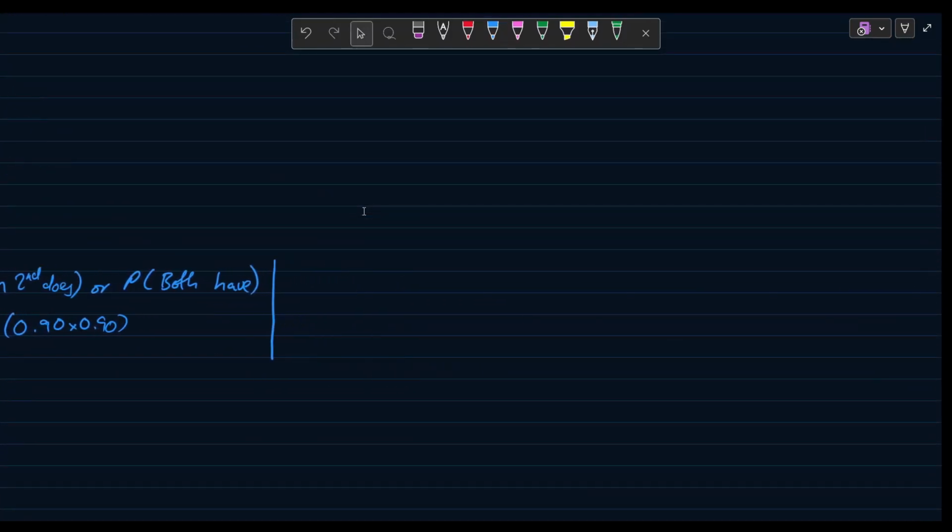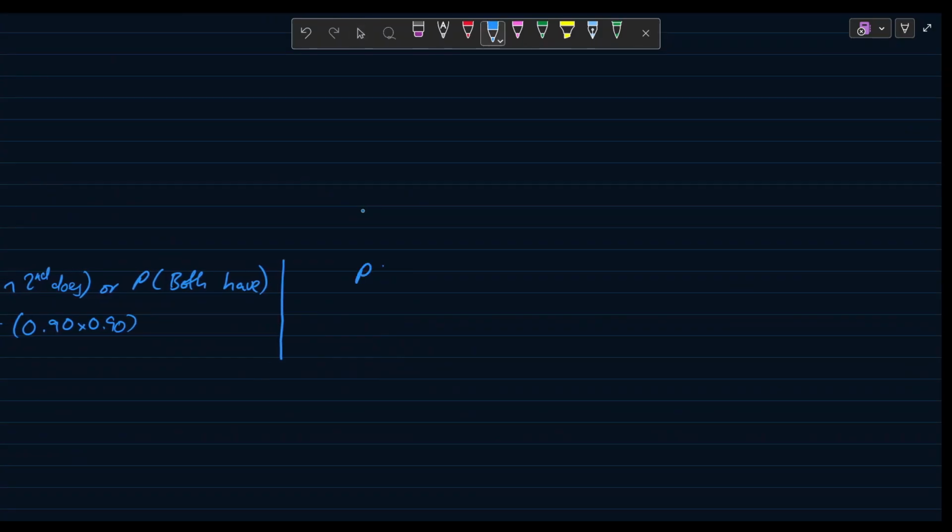Okay, now another way for finding A is to think of it this way. We want at least one of our intervals to have the true population mean. So this is just the same as 1 minus the probability of none of them having the true mean, right? Because if we remove the probability that none of them have the true mean, the ones that remain are going to be either the first one has it, or the second one has it, or both of them have it. So this is a quicker way of doing it, if you understand it.